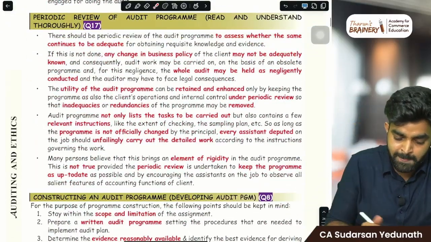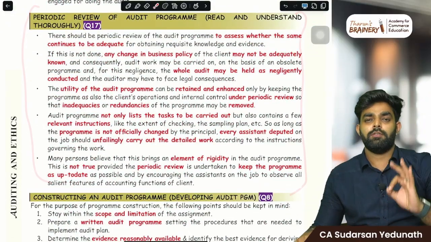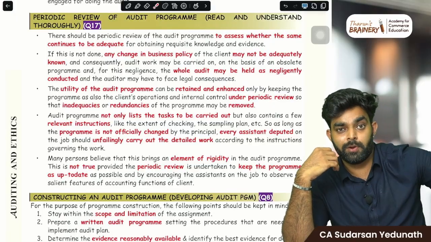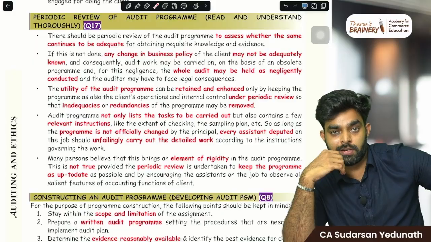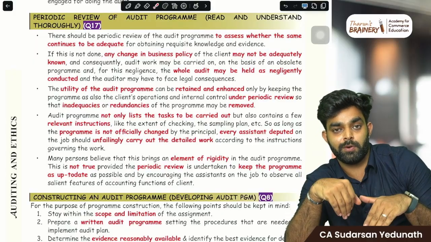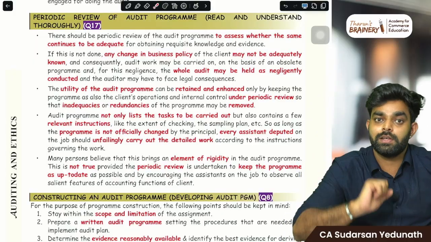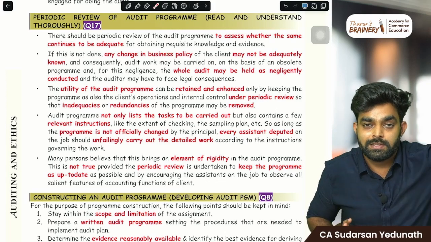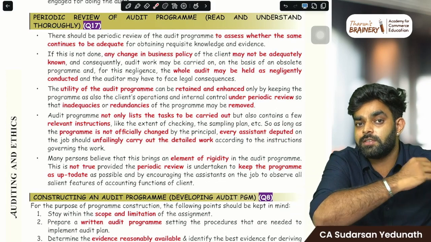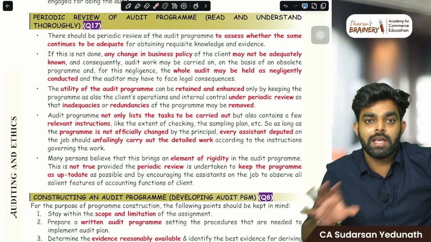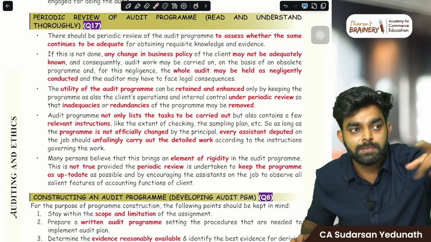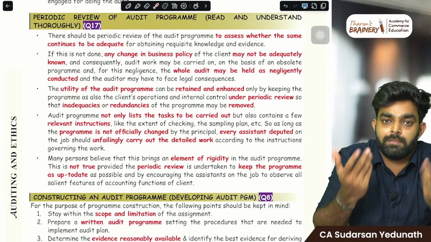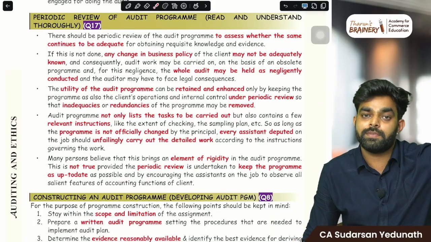Done and dusted. Then, periodic review of the audit program. Sometimes last year's audit program may be followed in this year also. Last year I audited both, this year also I may be auditing both, so I'll follow the same audit program. Don't do it. Because last year Boat was a 10 crore company, this year Boat is a 30 crore company. Some business policy may have changed in Boat this year. If you follow the same audit program, you may not know about this business policy change, and your entire audit is gone because you are trusting a bad, obsolete audit program.